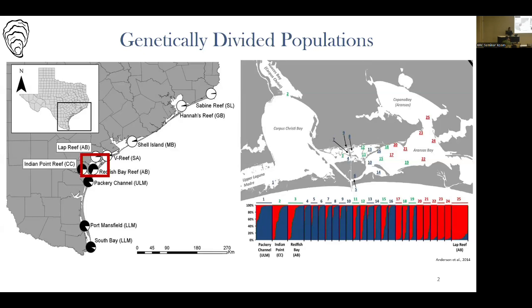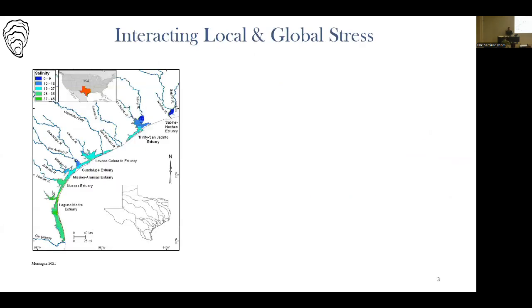It could be because of geographical winds, tides, things like that, or it could be because of different environmental conditions that these two populations experience. So I was specifically interested in looking at the different environmental conditions, the local and global stressors that these populations are facing, to see if it explains some differences in metabolic activity that they have.